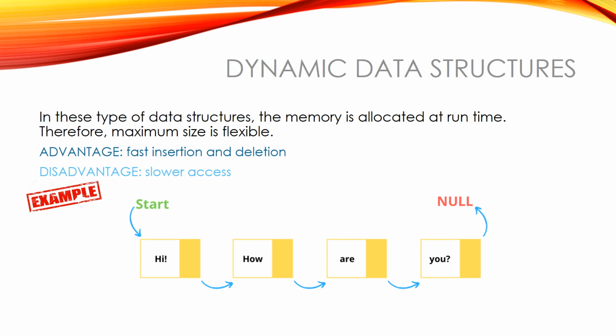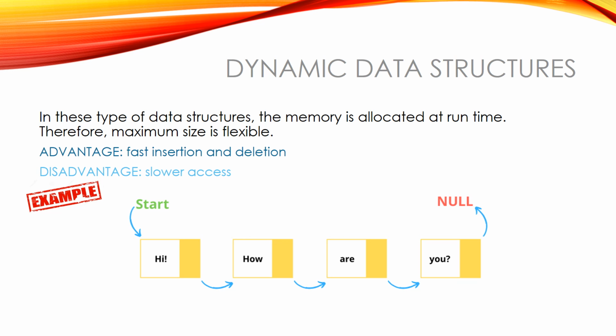Now let's discuss dynamic data structures. In these types of data structures, the memory is allocated at the runtime. So therefore, the maximum size is flexible. Because the user will decide the length of the program or the length of the code, here insertion and deletion is an advantage and slower access is the disadvantage.